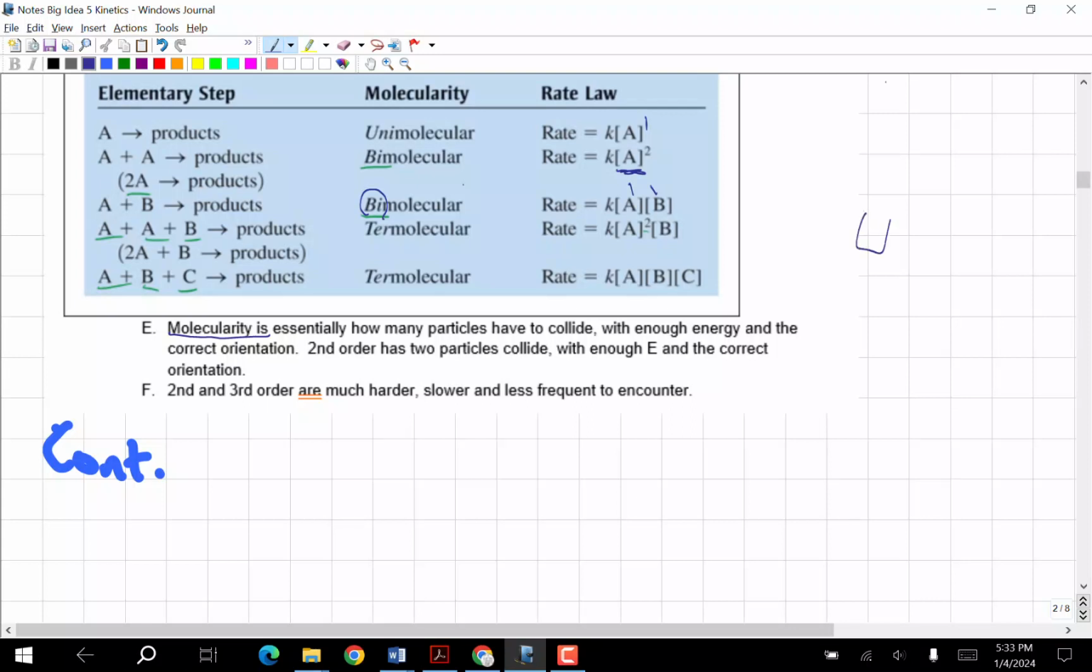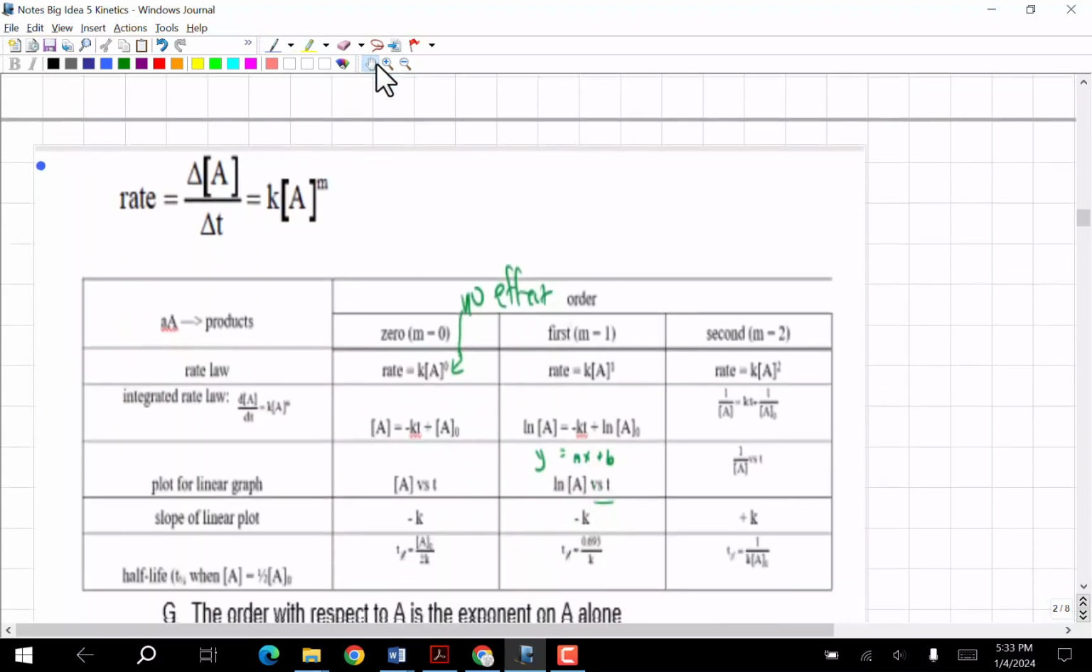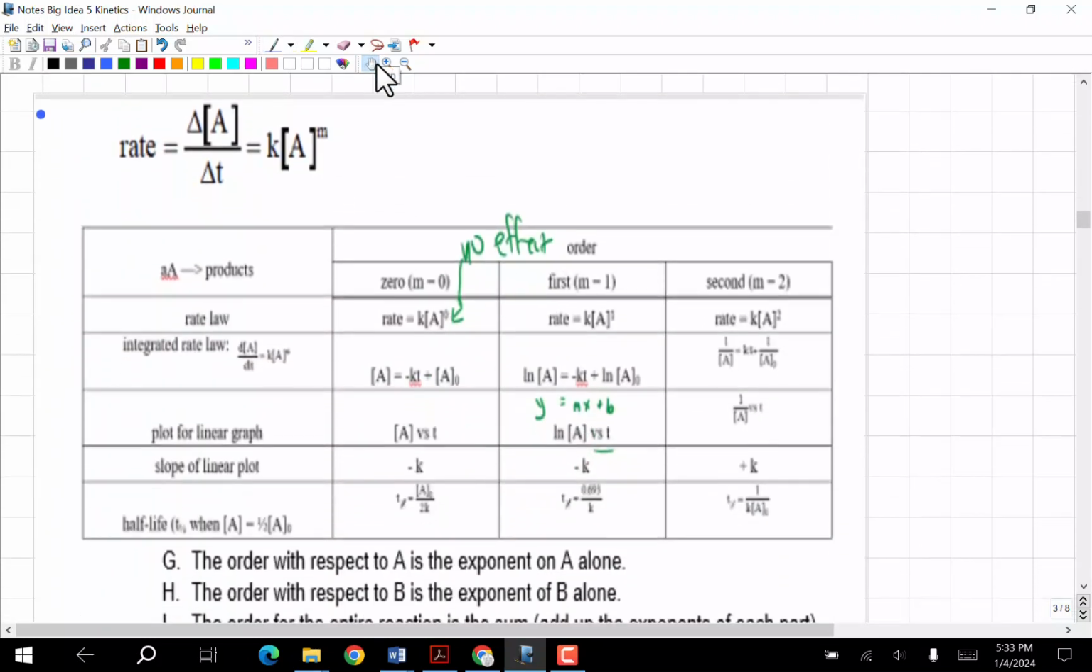So if I have first order, that means I can just hit a wall, and one of them is good enough, and then it splits off into products. Second and third order are much harder, so they're slower and less frequent to encounter. That's disappointing. All right. So this is rate, change in concentration over change in time.